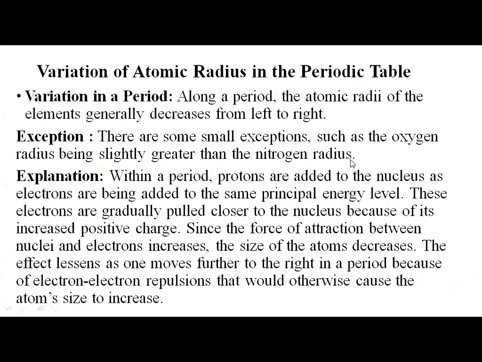Now, variation of the atomic radius in the periodic table. When we speak about variation, it is along the period or across the period, moving from left to right, and down the group. Along the period, the atomic radii of the elements generally decrease from left to right, and there are certain exceptions. Within a period, protons are added to the nucleus as electrons are being added to the same principal energy level. Let us try to understand.